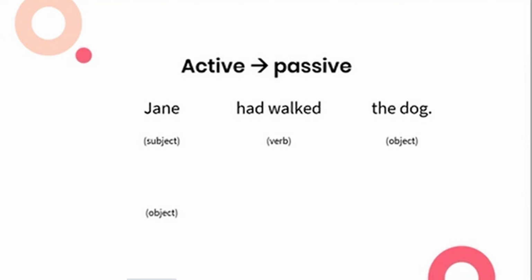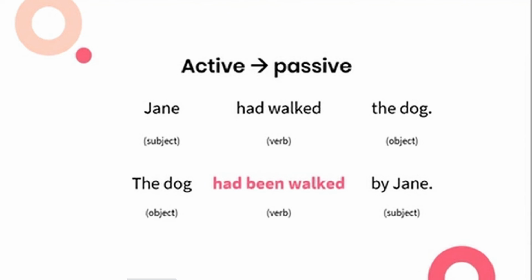We need an object, a verb, and a subject. Here's the passive sentence. The dog had been walked by Jane. So as you can see, the verb changes from had walked to had been walked.